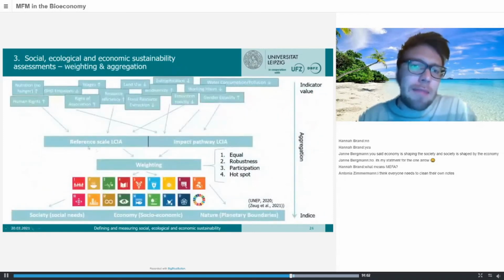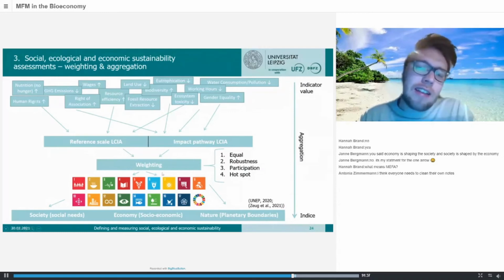And the last step is weighting and aggregation. Have a look at the top. So we have here our indicators: human rights, right of association, resource efficiency, and so on and so forth. With the indicator values, we are going into our life cycle impact assessment. And this can be a reference scale life cycle impact assessment or an impact pathway life cycle impact assessment. And afterwards, we can go with our rated impact assessment values into weighting.